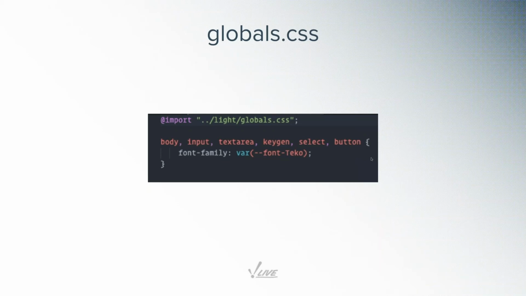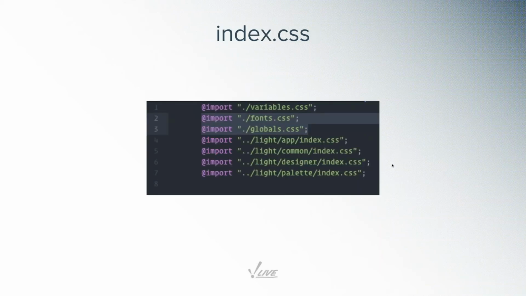In this case, this line is telling us what all of the HTML elements are and giving it the font family of our Techo font by default. Next up is the third and final file to make changes to in our custom theme, which is our index.css file. So index, this is the whole file. In this case, it's 7 lines.